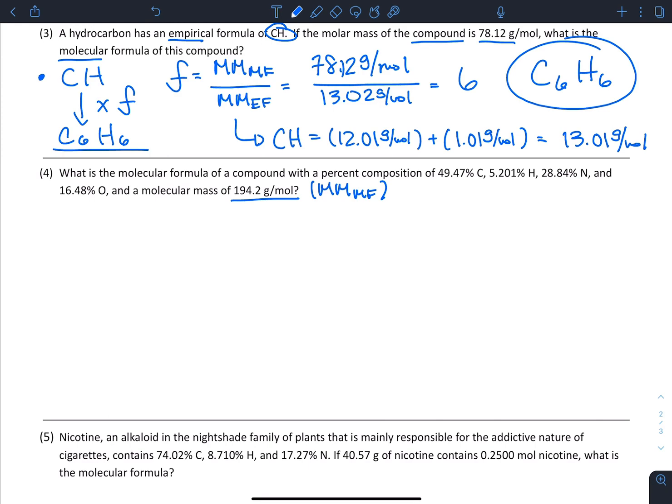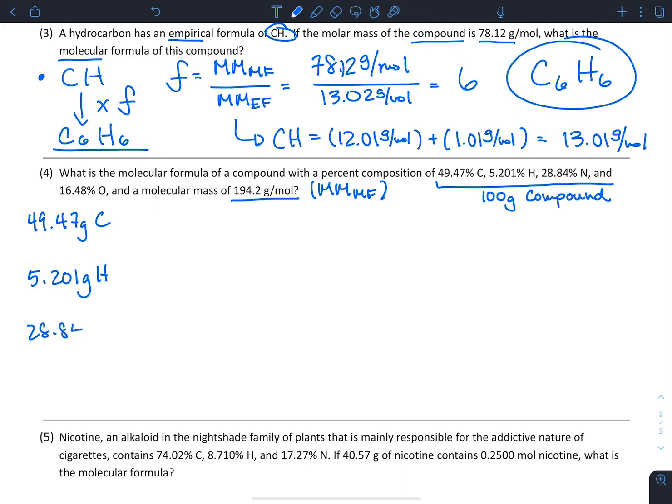So remember, the rhyme is percent to mass, mass to moles, divide by smallest, multiply until whole. So we're going to assume that we have 100 grams of this compound, which means that we have 49.47 grams of carbon. We're going to have 5.201 grams of hydrogen, 28.84 grams of nitrogen, and then 16.48 grams of oxygen. So there's our percent to mass.